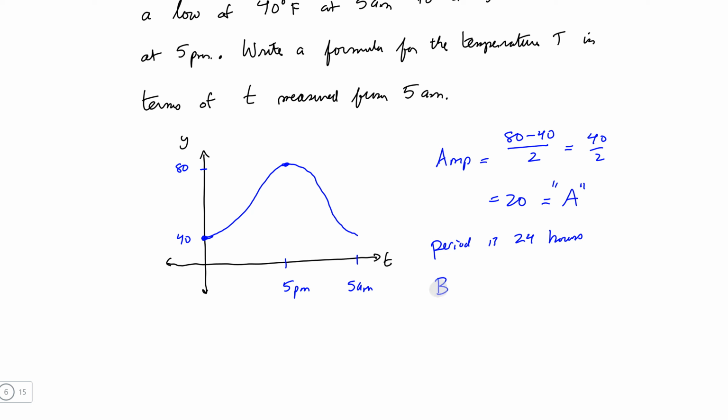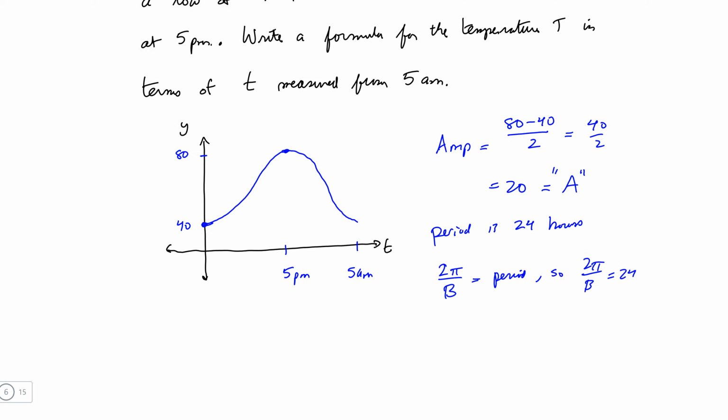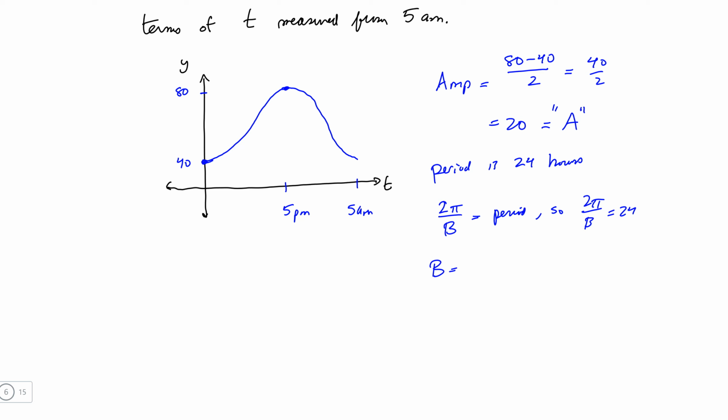Remember my B, how do we have B? 2 pi over B is the period. So 2 pi over B is equal to 24. Solving this for B, I get B is equal to 2 pi over 24, or pi over 12. And now a couple of the things we need to do here is notice that the center of this is between these two, which is going to be at 60. The other thing to notice, since we started at a low value, my choice here is going to be to use a cosine.